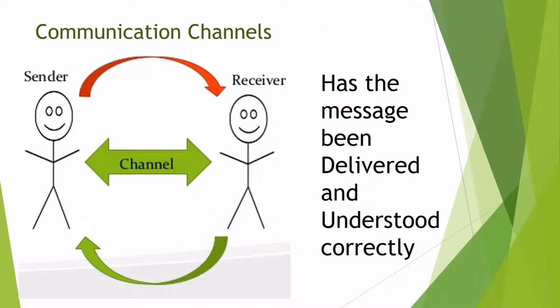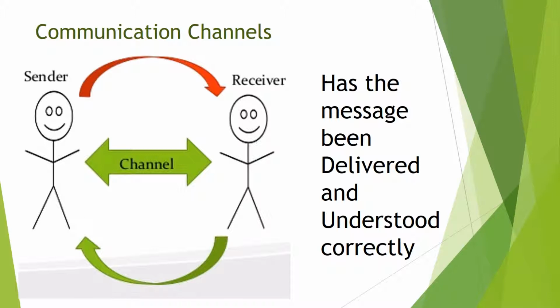The communication channel. Great little picture we've got here. Can you see that? There's a sender, there's a receiver, and in between there's a channel. Communication channels, that's how it works. So the key element though is that the sender sends a message to the receiver, and the receiver actually understands the delivered message correctly.